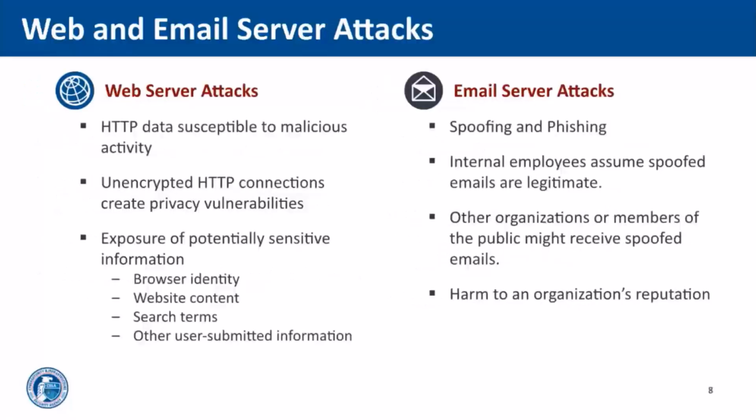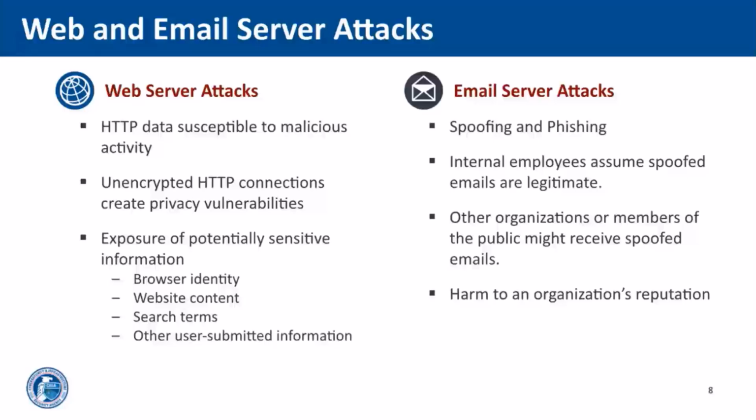Now that we have an understanding for what they are, there are many ways that an attacker can target web and email servers. For web servers, data sent over HTTP is vulnerable to interception, manipulation, and impersonation, particularly if it's not encrypted. This data can include browser identity, website content, maybe search terms, and other user-submitted information. Unencrypted HTTP connections can create a privacy vulnerability and potentially expose sensitive information. I'm pretty sure we've all heard about these types of vulnerabilities and compromises at some point over the last few years.